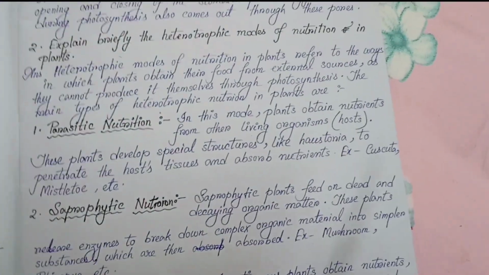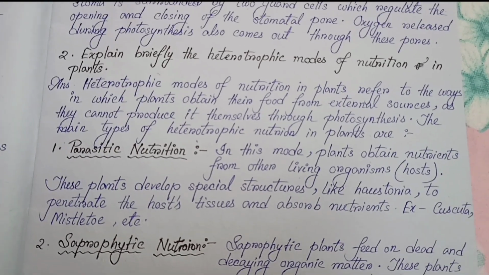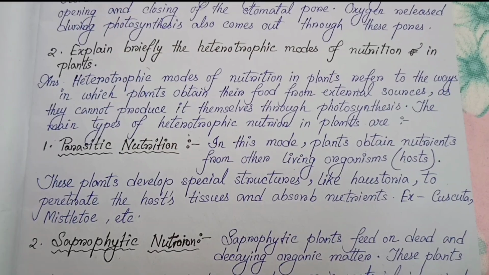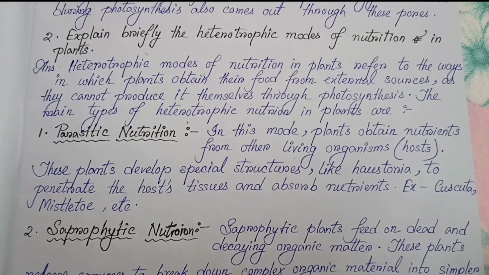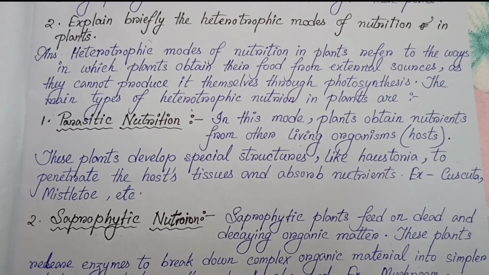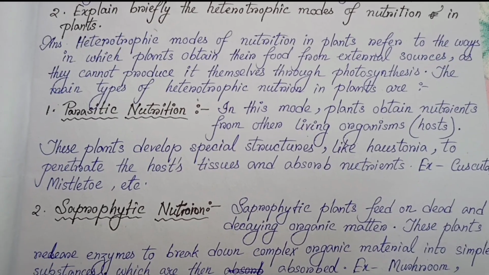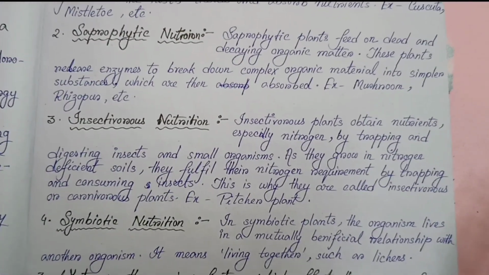Next question, explain briefly the heterotrophic modes of nutrition in plants. Heterotrophic modes of nutrition in plants refer to the ways in which plants obtain their food from external sources as they cannot produce it themselves through photosynthesis. The main types of heterotrophic nutrition in plants are parasitic nutrition, saprophytic nutrition, insectivorous nutrition, and symbiotic nutrition.